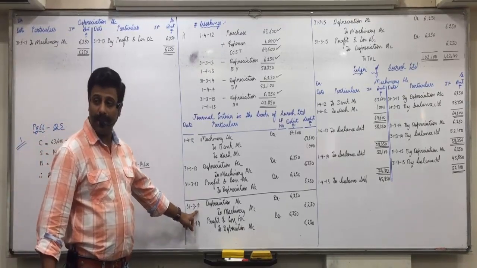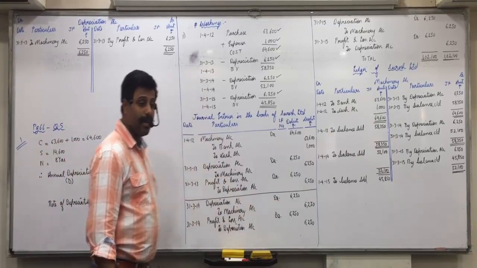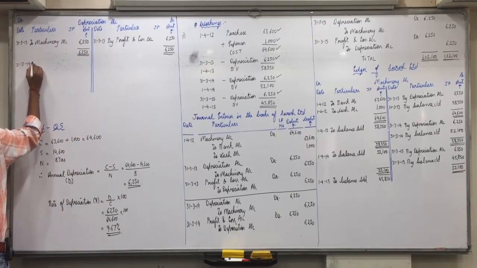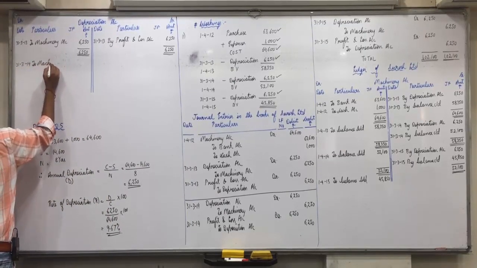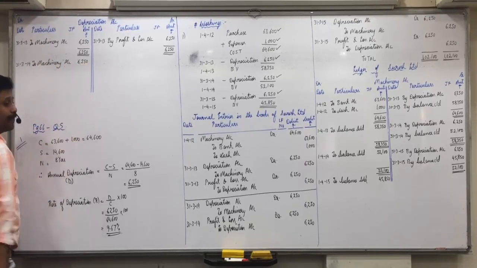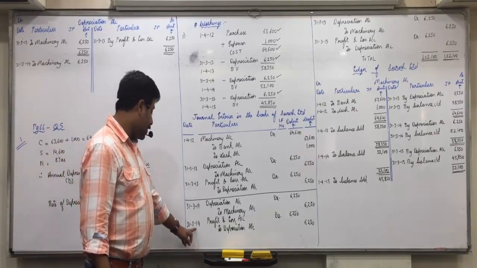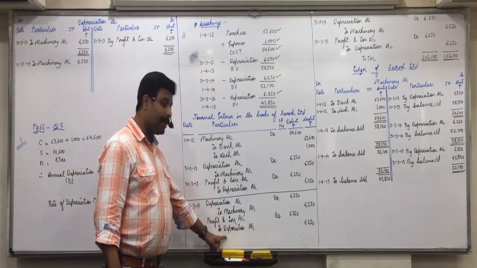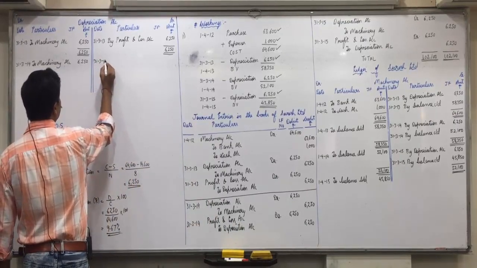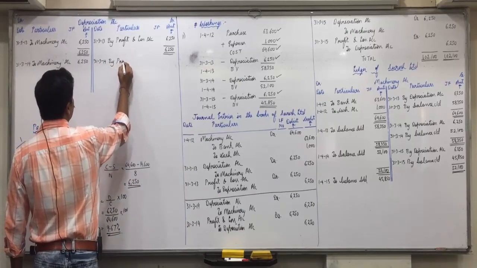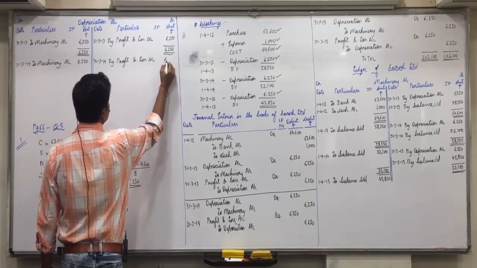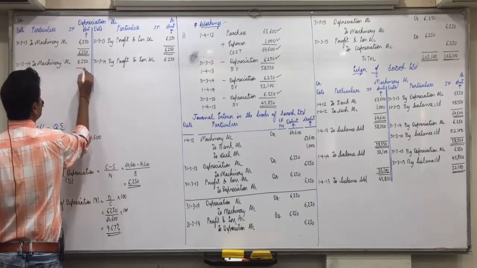Again on 31/3/14, depreciation account debit. So depreciation account on the debit side, 31/3/14. Opposite account to machinery account, 6250. And from the next entry, 31/3/14, profit and loss account debit to depreciation. To depreciation, so depreciation on the credit side, 31/3/14, by profit and loss account, 6250. Squared up account.